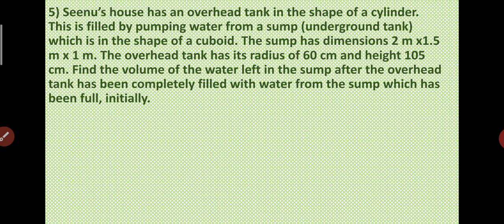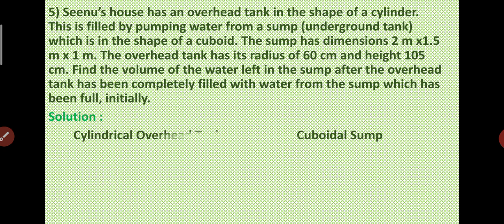We have to equate the volume. Now they ask you to find out the volume of the water left in the sump. In the beginning, the sump was with full water, no. Now some water was filled in the overhead tank from the sump. So now the overhead tank was filled with the water. So what will happen? Remaining, there is some water in the sump. So now we want to find out the remaining water in the sump.